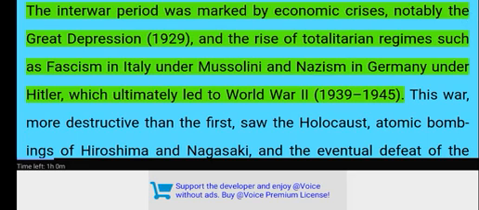The interwar period was marked by economic crises, notably the Great Depression 1929, and the rise of totalitarian regimes such as fascism in Italy under Mussolini and Nazism in Germany under Hitler, which ultimately led to World War II 1939-1945.